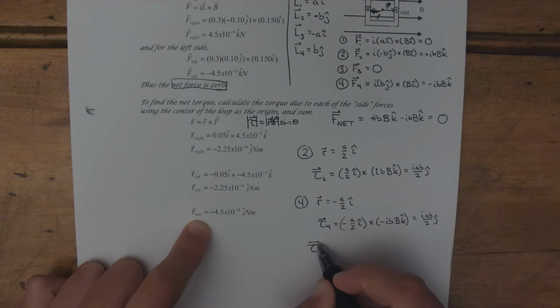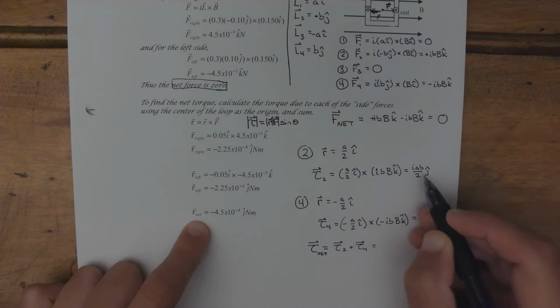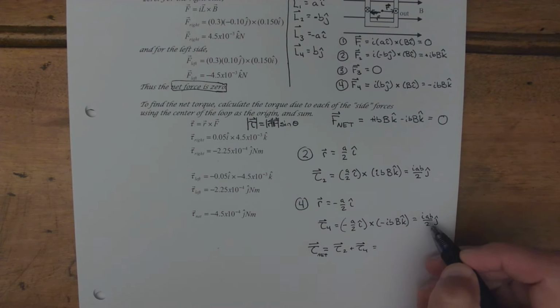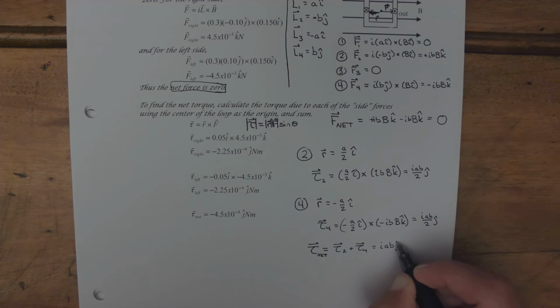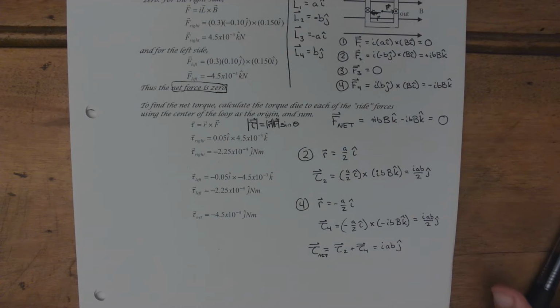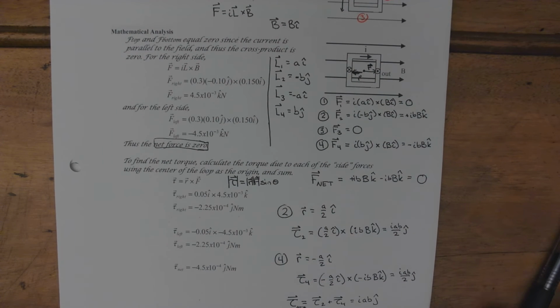So the net torque is equal to what we have for side 2 plus what we have for side 4. IAB over 2 plus IAB over 2 is IAB, and it's going in the j hat direction. What that means is, was it going in the j hat direction or the negative j hat direction? I feel like I might have missed a sign here.